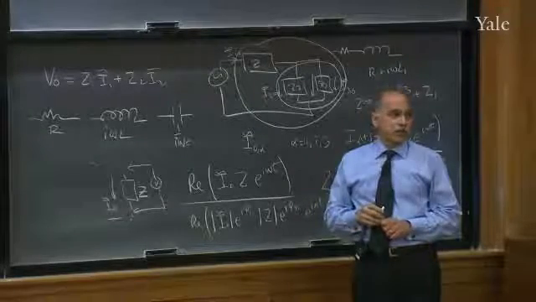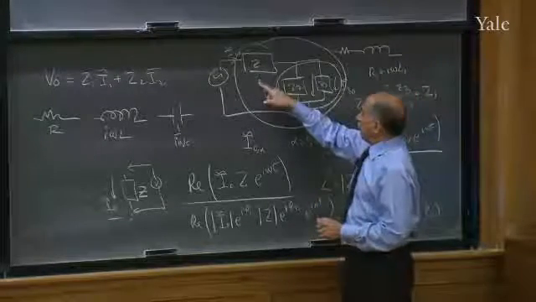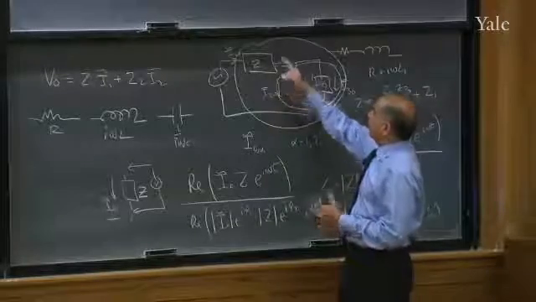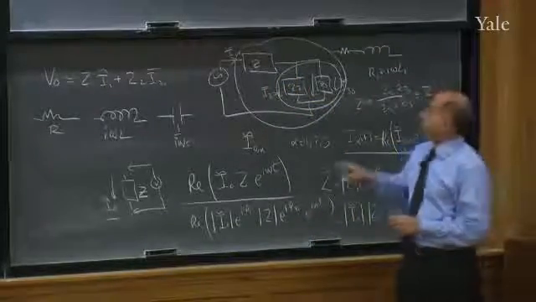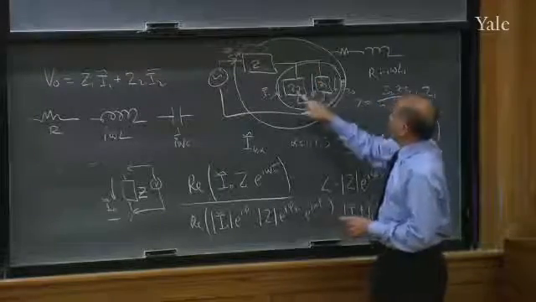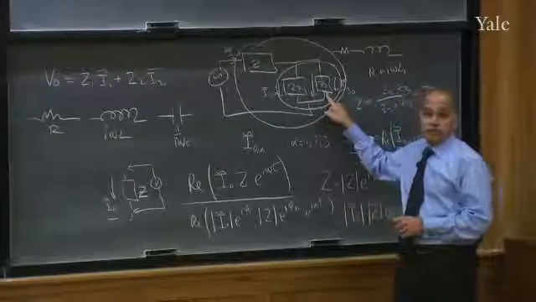Yes? Take that current, multiply by Z1 times e to the i omega t, take the real part, that's the instantaneous voltage on this one. Here's one more thing. When that current comes here, how is it going to branch between these two?